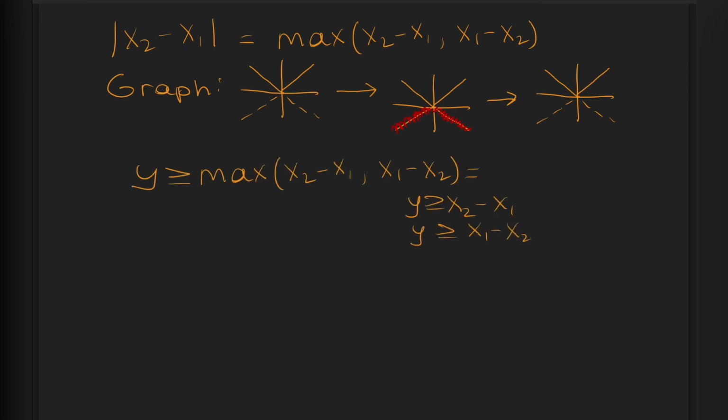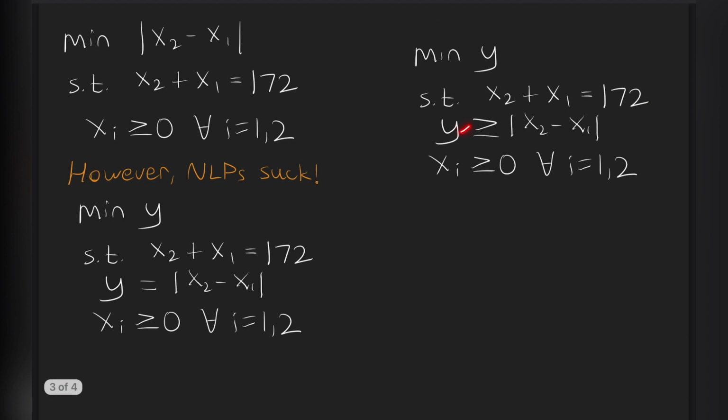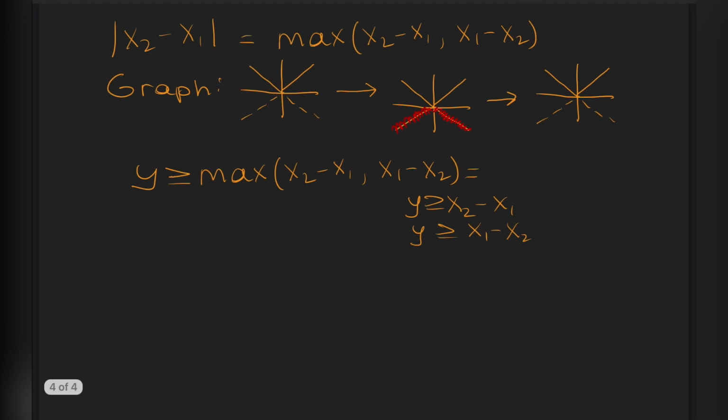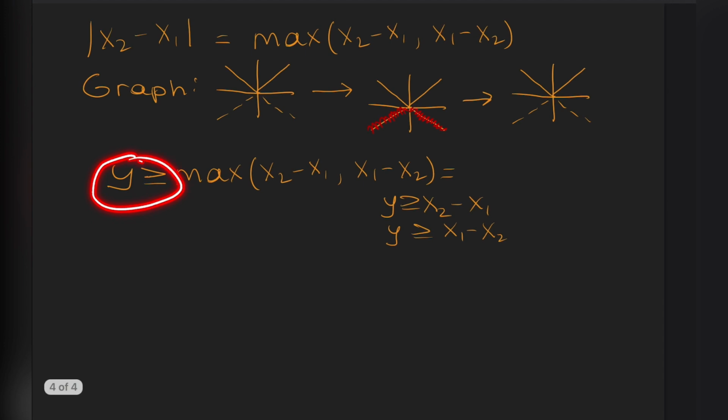Okay, so back on this slide, we figured out that y is greater than or equal to the absolute value of x2 minus x1. And since the absolute value is equivalent to this maximization function, we can say that y is greater than or equal to the maximization function. And we can divide this up into y is greater than or equal to x2 minus x1, and y is greater than or equal to x1 minus x2.